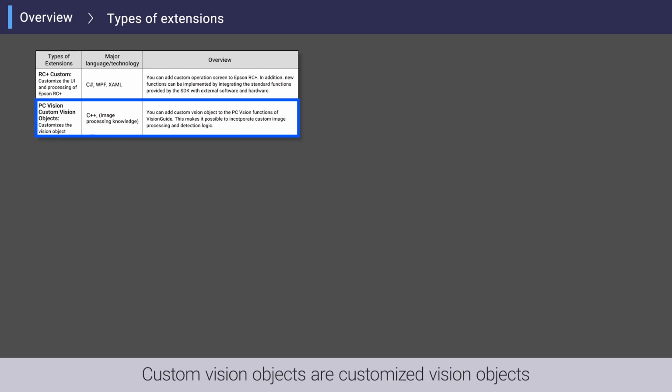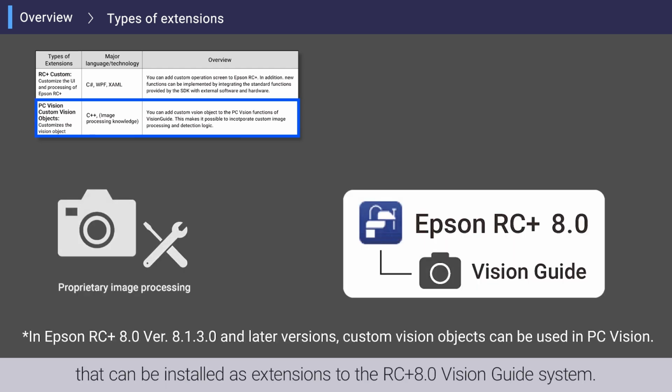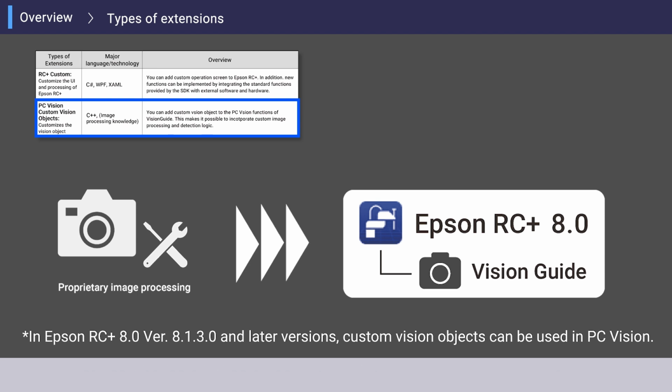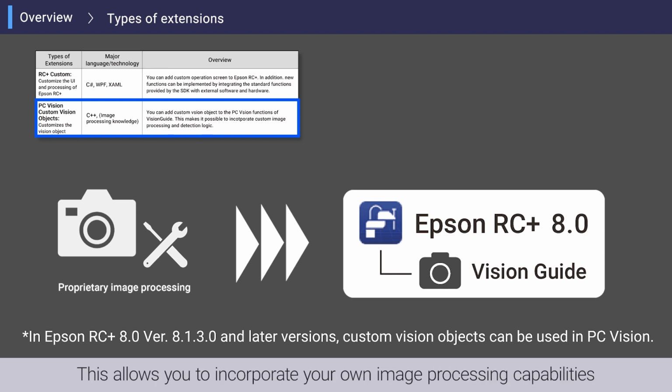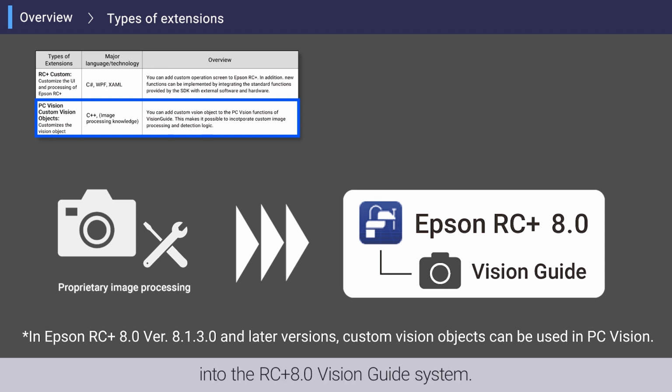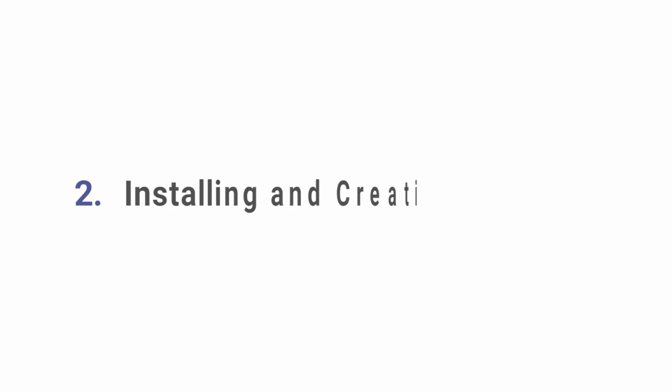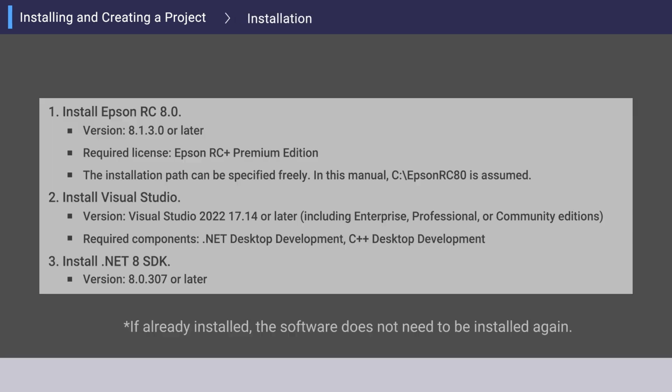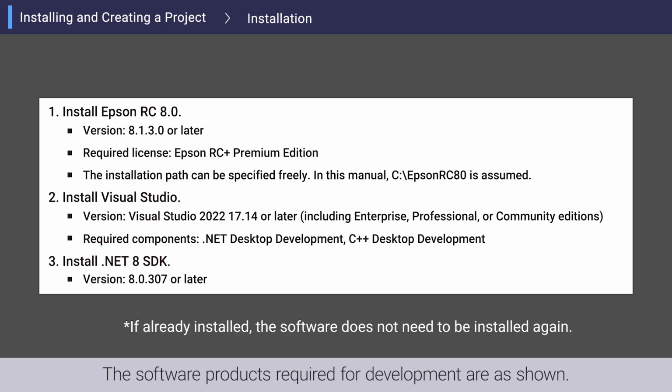Custom vision objects are customized vision objects that can be installed as extensions to the RC Plus 8.0 Vision Guide System. This allows you to incorporate your own image processing capabilities into the RC Plus 8.0 Vision Guide System. The software products required for development are as shown.